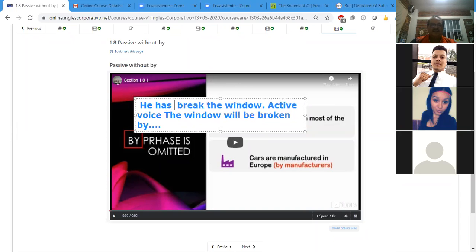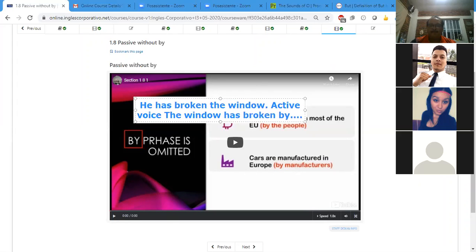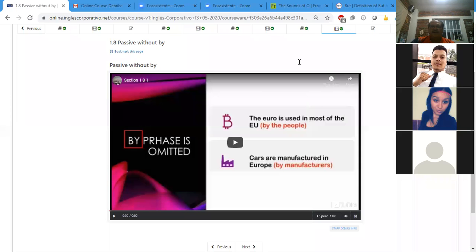Present perfect. He has broken the window. The window has been broken. Exactly. Has been broken. Here, with the present perfect, we use the past participle, and in the passive we also use the present perfect, but the difference is has been. So you can use it in any tense. There is no restriction. That's what I told you yesterday, that the passive voice is not a tense. The passive voice is only a different way to say things.